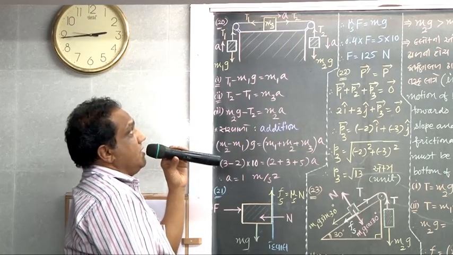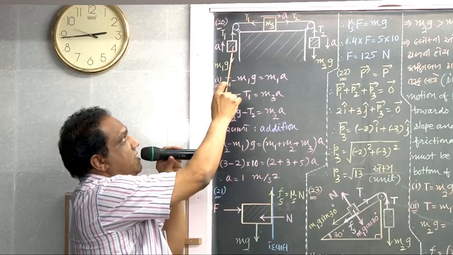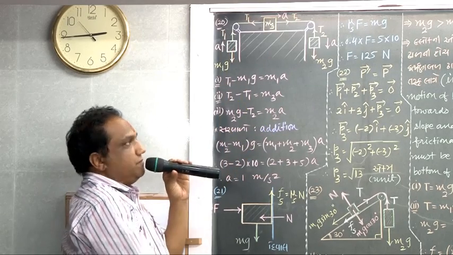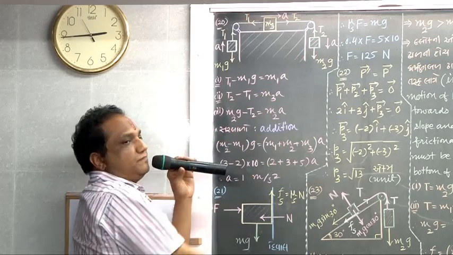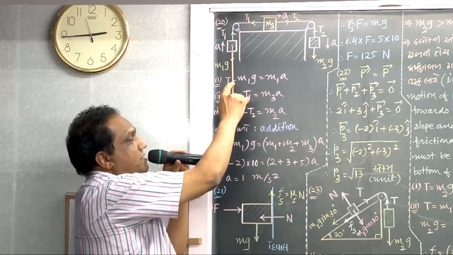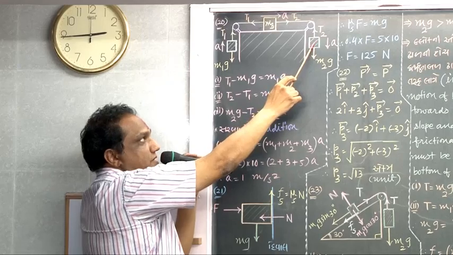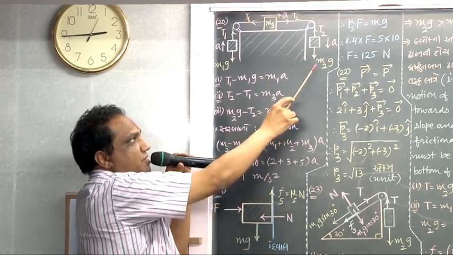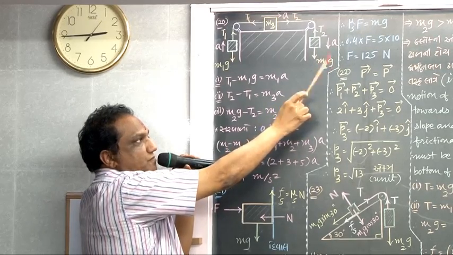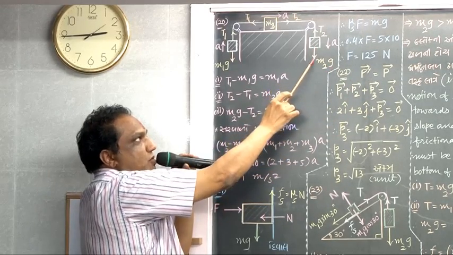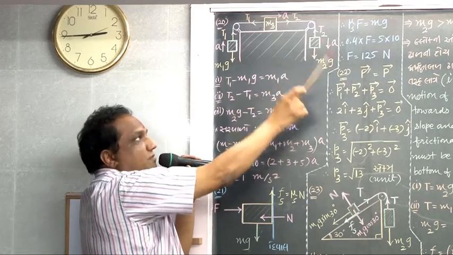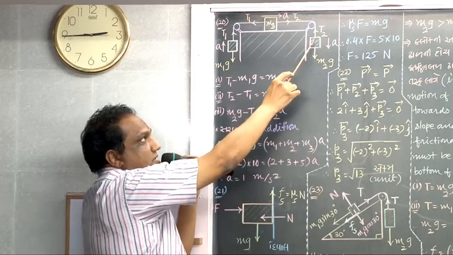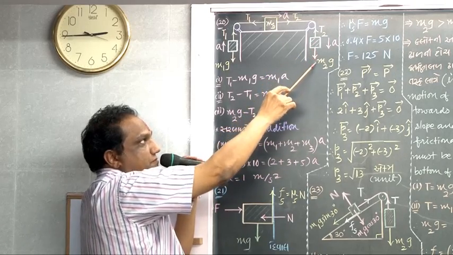Fine. Now tell me, this mass is given to you, how much? 2 kg. This mass is 3 kg. So compared to this, this mass is bigger, correct? So what is the weight? Weight of a body means mass into gravitational acceleration. So this weight will be more because this mass is more. When this weight is bigger, then what will happen? This mass will move downwards.